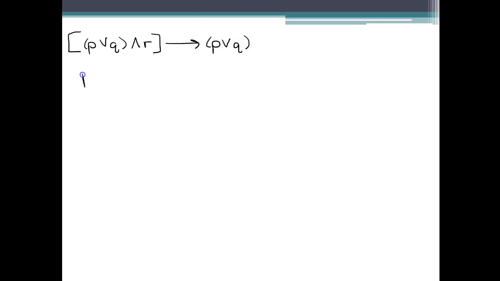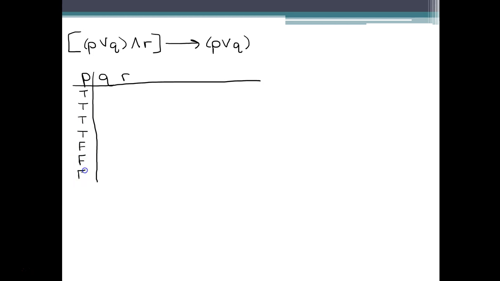Okay, so we've got P, Q, R in this one. So we're going to have to start with that standard 3 columns for P, Q, R. Remember, P will have 4 true, 4 false. Q will have 2 true, 2 false, 2 true, 2 false. And then R will go TF, TF, TF, TF.